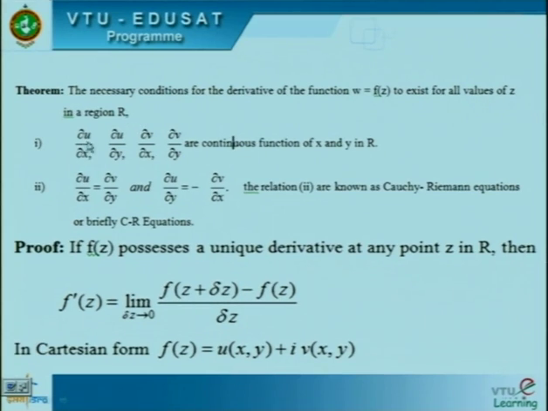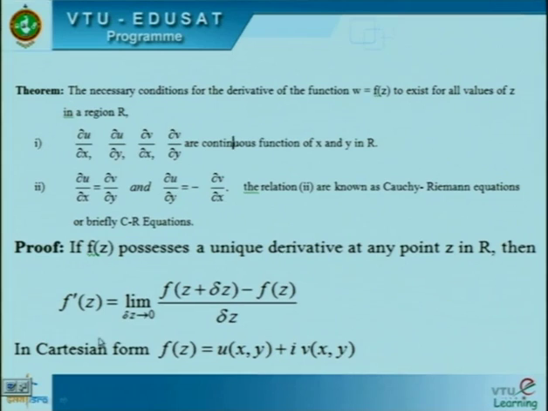are that one must have ∂u/∂x, ∂u/∂y, ∂v/∂x, ∂v/∂y continuous functions of x and y in R. And second, ∂u/∂x is equal to ∂v/∂y and ∂u/∂y is equal to minus ∂v/∂x. The relations in 2 are known as Cauchy-Riemann equations, or simply, briefly, we can say CR equations.